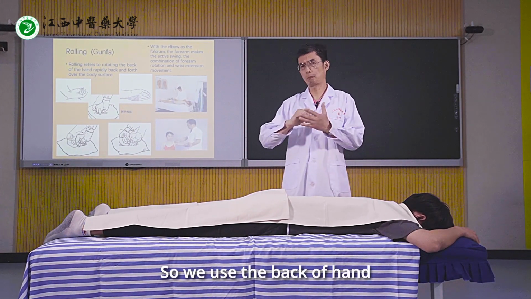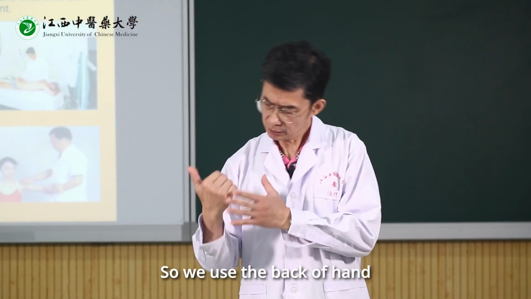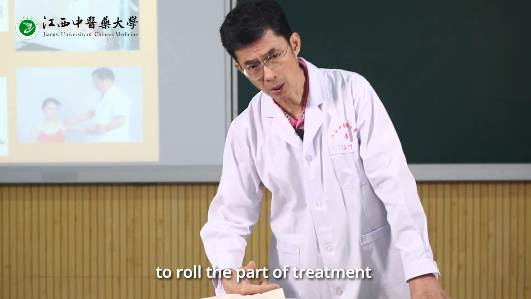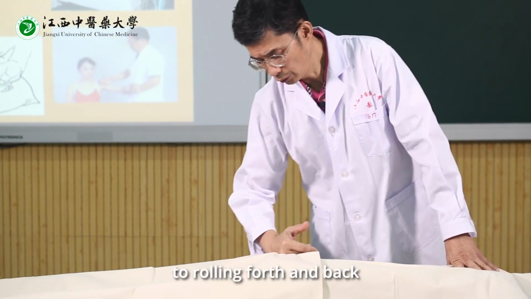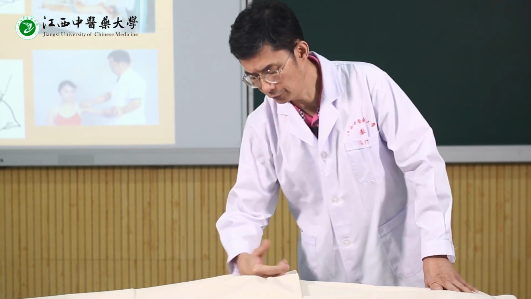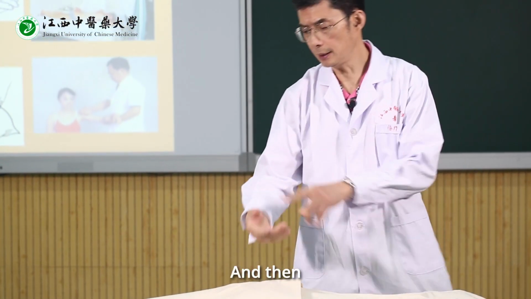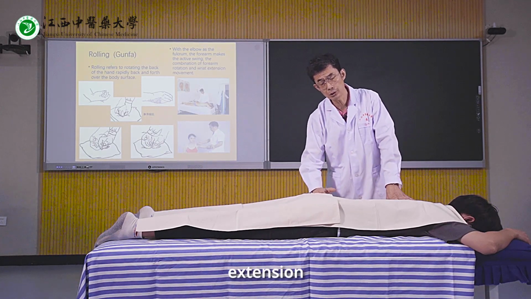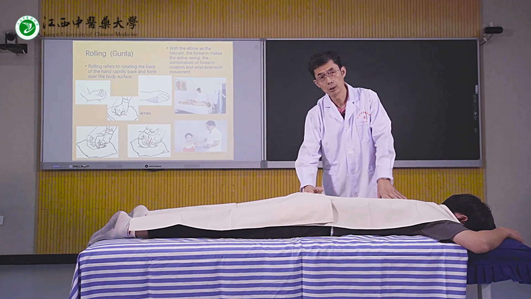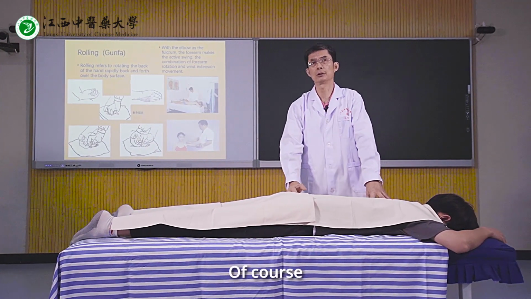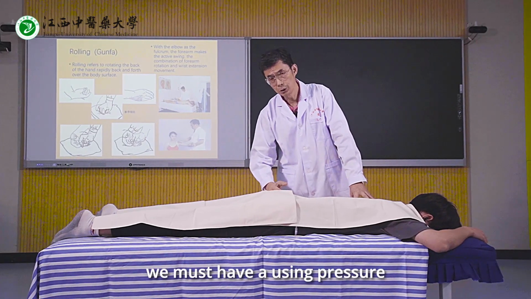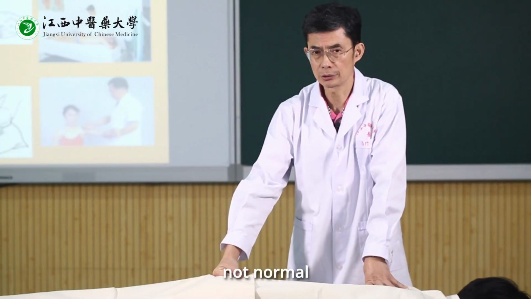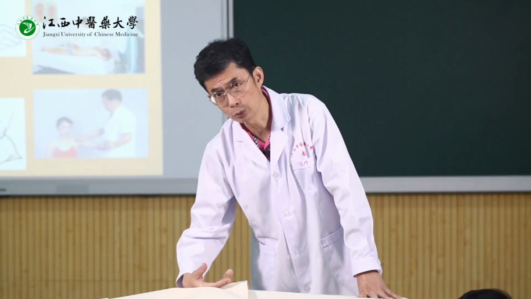So we use the back of hand, this area, to roll the part of treatment, rolling forth and back, and then the wrist joint does flexion, extension, with a certain pressure, of course. We must use pressure, otherwise the 滚法 is not effective, not normal. So do this way, 滚法.